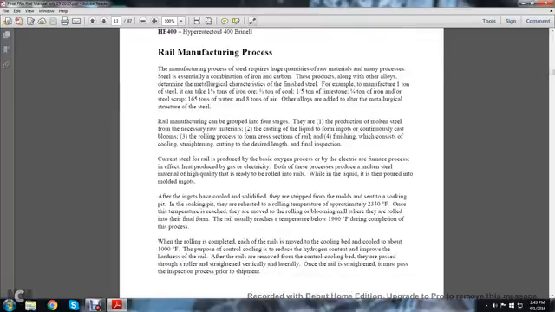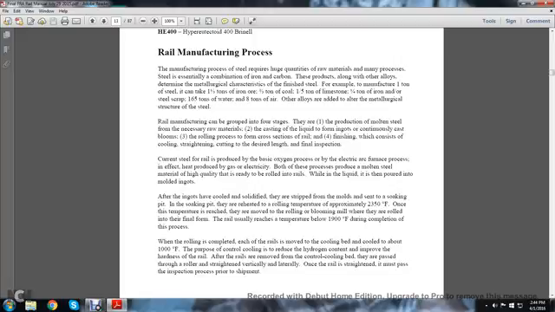Rail manufacturing process. The manufacturing process of steel requires huge quantities of raw materials. Steel is essentially a combination of iron and carbon. These products, along with other alloys, determine the metallurgical characteristics of the finished steel. For example, the manufacture of 1 ton of steel can take 1.5 tons of ore, 2/3 of a ton of coal, a quarter ton of limestone, and 1.5 tons of iron and steel scrap, 165 tons of water, and 8 tons of air. Other alloys are added to give the metallurgical structure of the steel.